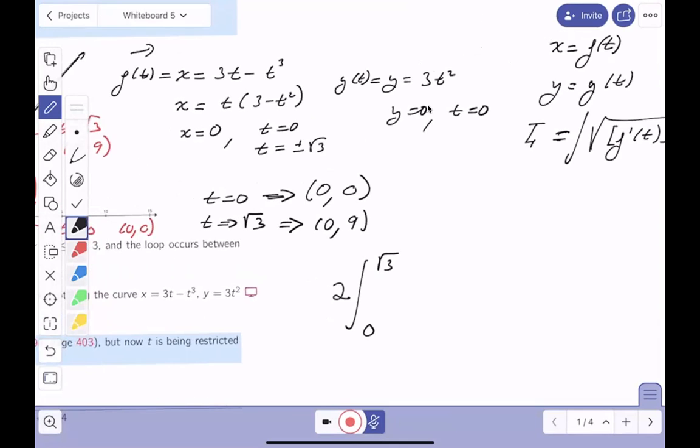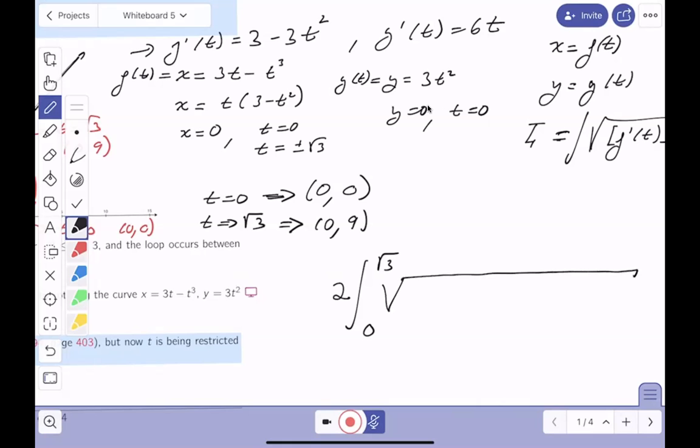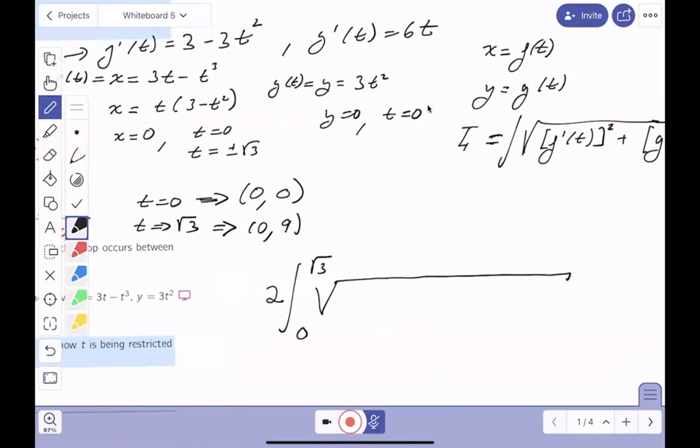So what's f prime? It's going to be 3 minus 3t squared. What's g prime going to be? 6t. All right, let's write this down. It looks like it might be tough, but I want to encourage you that we don't really ask tough questions. That's relative though, isn't it?